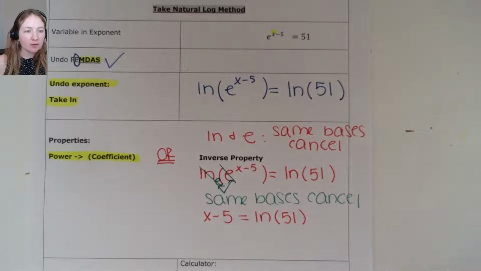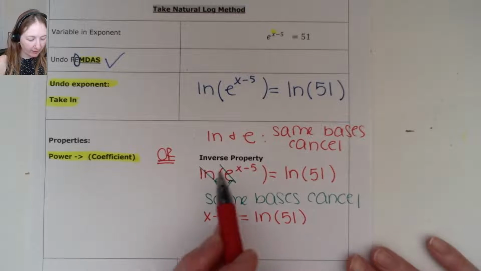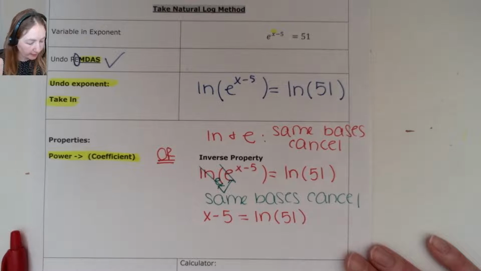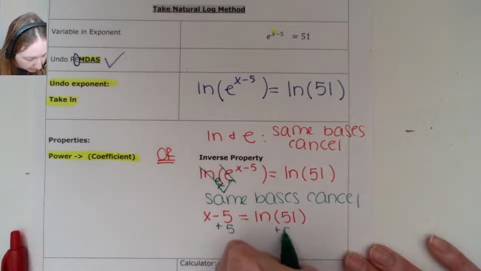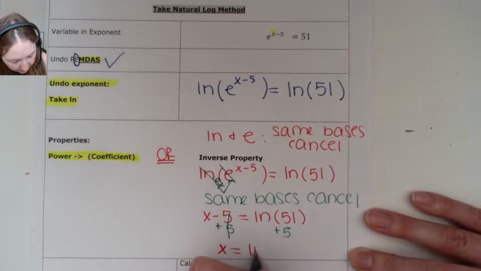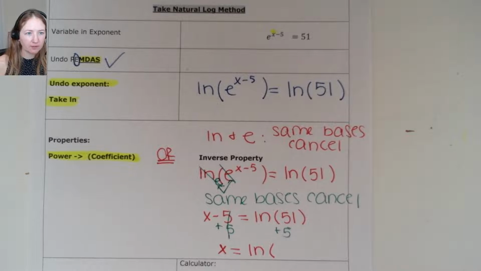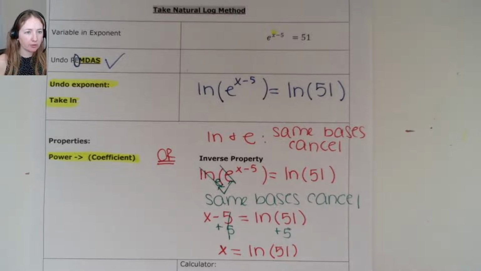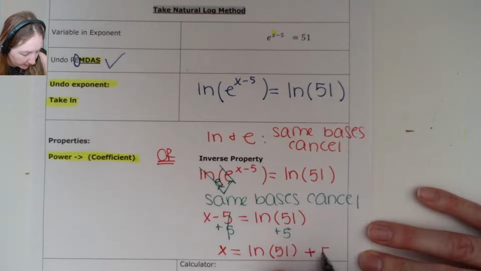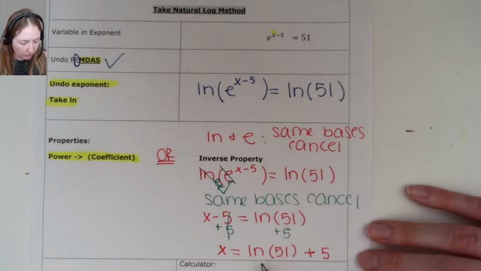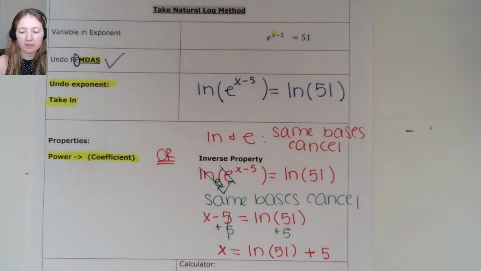Now, another thing to notice is that once you have that exponent eliminated, then you are going to solve for x by adding 5 to both sides. Now, when I add the 5 to both sides, keep in mind that this does not become natural log of 56 because the natural log of 51 is one term and it's unlike the 5 terms. So you cannot combine those together. So this will be natural log of 51 plus 5.